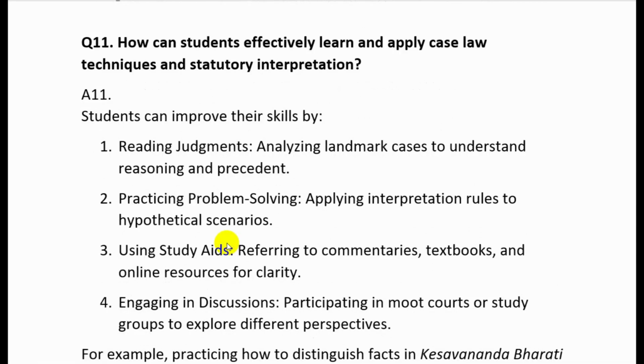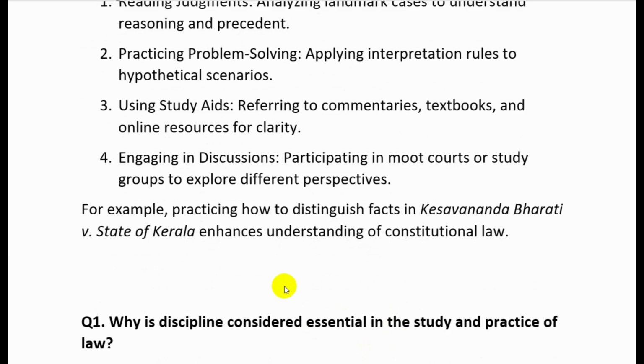Now, case law helps in engaging in discussions. So participating in moot courts or study groups to explore different perspectives of the case law. For example, practicing how to distinguish facts in Kesavananda Bharati versus State of Kerala enhances understanding of constitutional law.